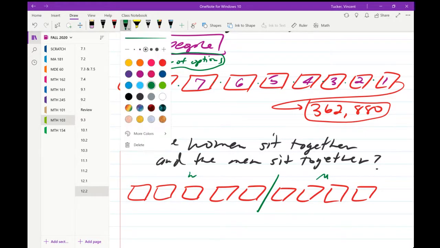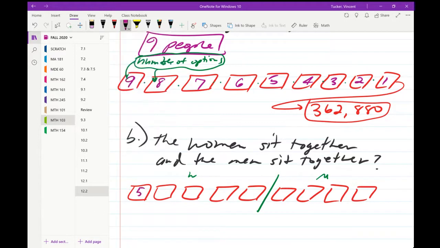So in the boxes, we would go 5, 4, 3, 2, 1, because we have 5 women to choose from all together. And then for the men, we would do 4, 3, 2, 1, because we have 4 men to choose from all together. All right, multiply those together, and that should be 2880.